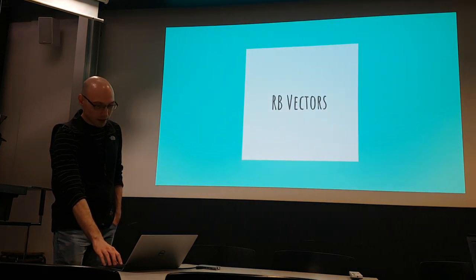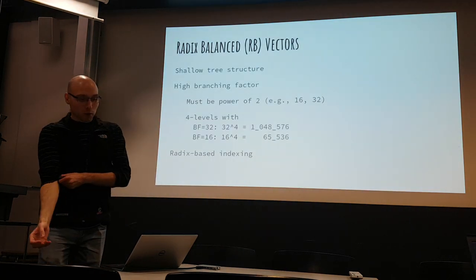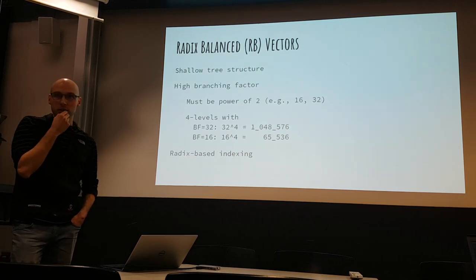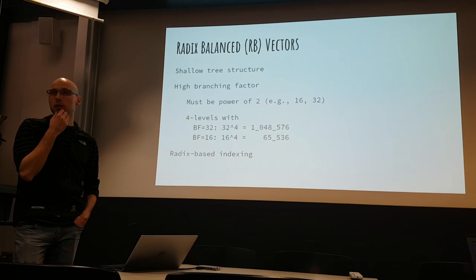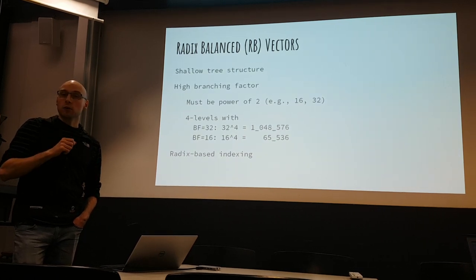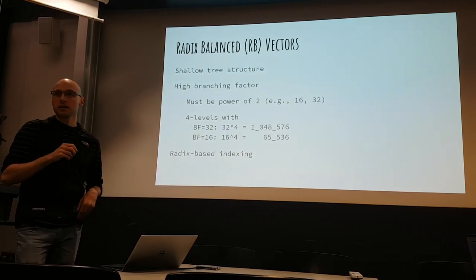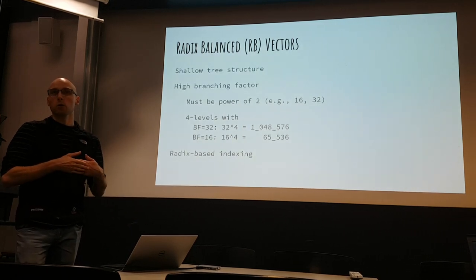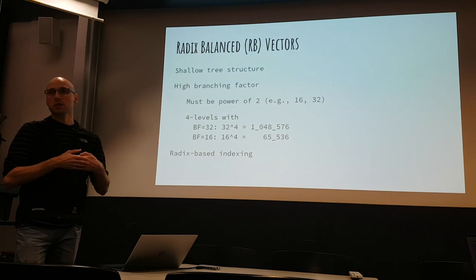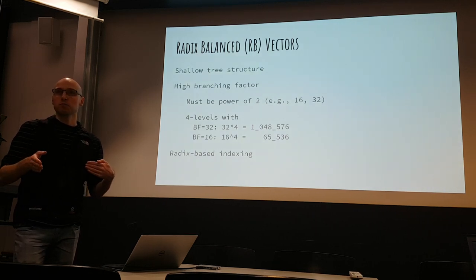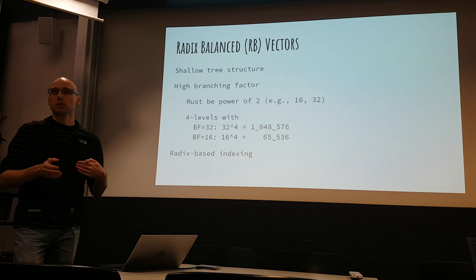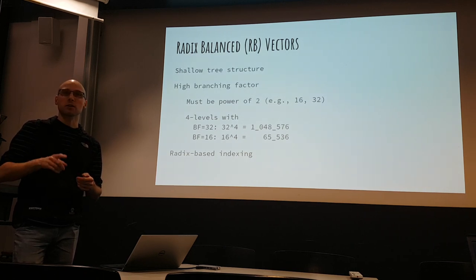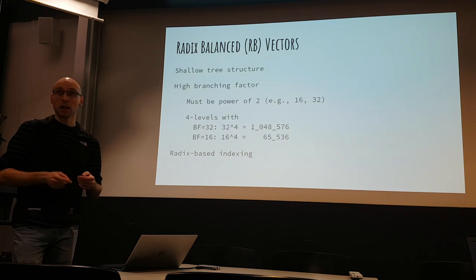So the RB vectors. This is what they call Radix-Balanced vectors. The basic idea is, if you're familiar with the unordered containers in Haskell, they are essentially based on similar insights of saying, oh, let's have a tree structure that has a very high branching factor, something like 16 or 32, such that even if you have a huge number of elements, you still have a very, very shallow structure, with very few layers to go through.